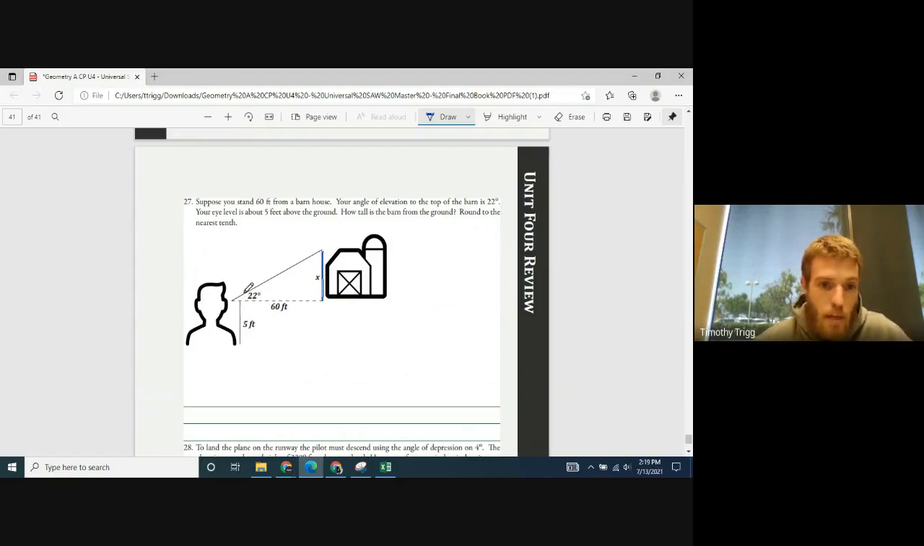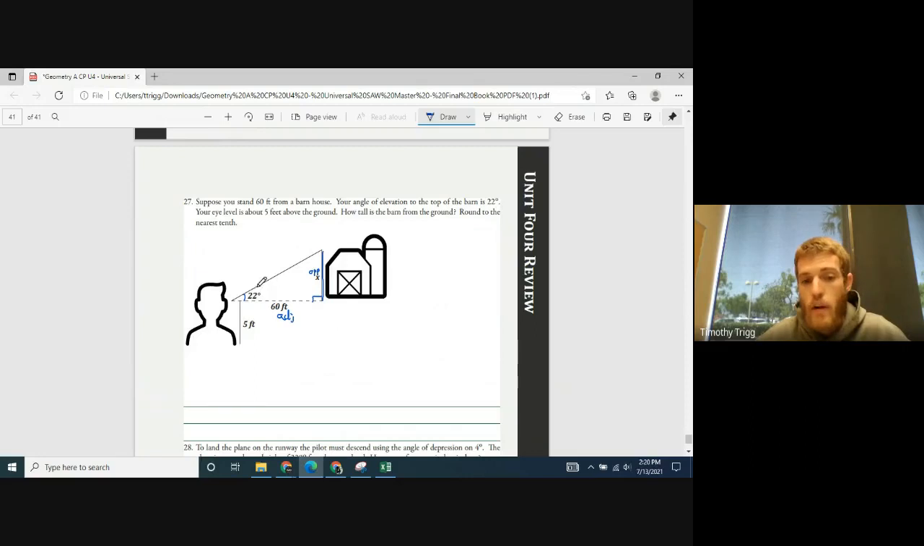So here they give us this angle, 22 degrees, and they want us to find X. Well, is X opposite, is it the adjacent leg, or is it the hypotenuse? Well, this is the right angle here, so the hypotenuse is here. So this must be the opposite side, opposite from the angle we're looking at, whereas the 60 here is the adjacent leg.